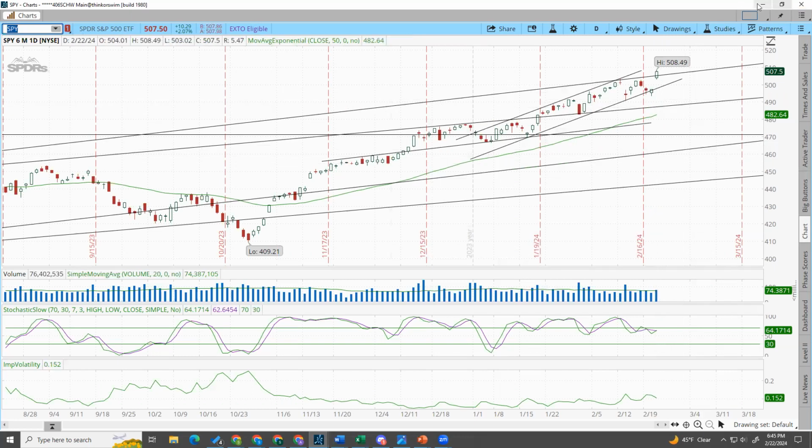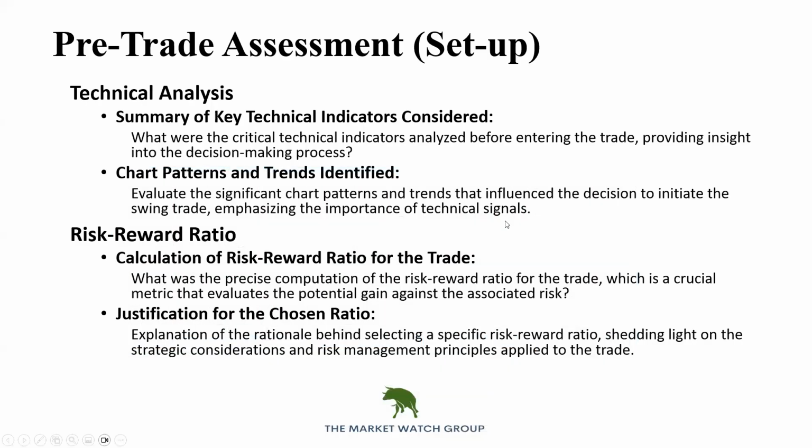Okay. So what patterns or trends did you use? So this is really you evaluating your technical analysis. Did you see a setup? Did you take it at the right time? Did you jump it too early? Did you wait too long? What was it you were using? Did you wait for the Heikin Ashi? Did you jump it? What was your reward to risk ratio?